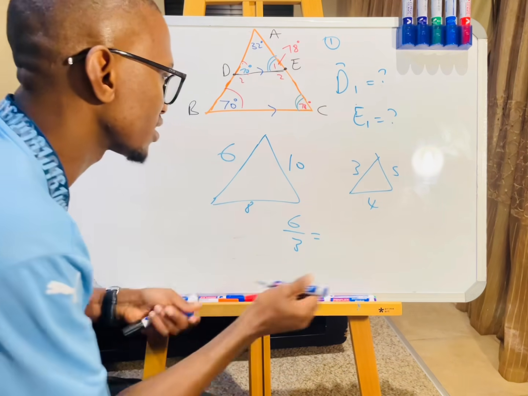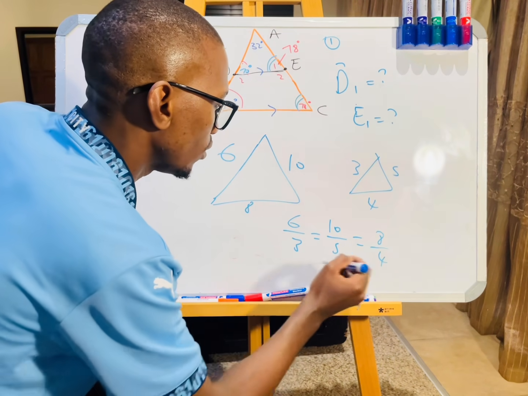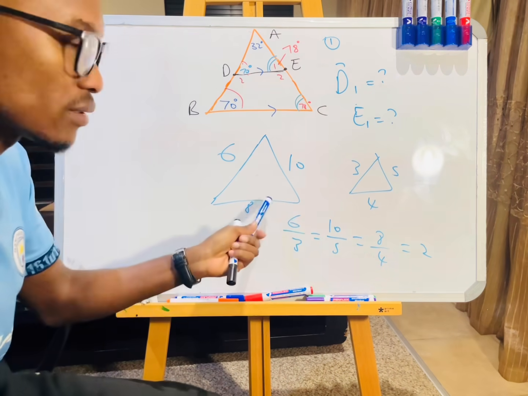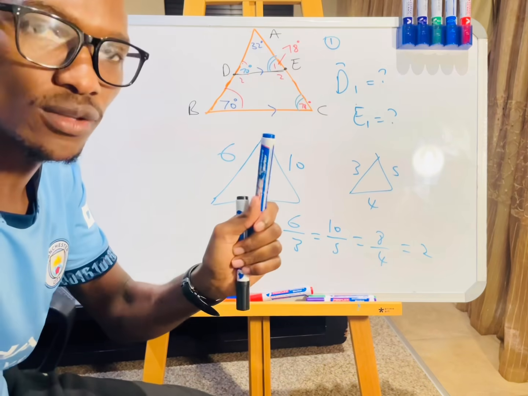This guy, for example, 10/5 must also be the same as 8/4. I believe everything is just 2. So the ratio is the same. So we say these two triangles are similar because their sides are in proportion. That is the first case of similarity.